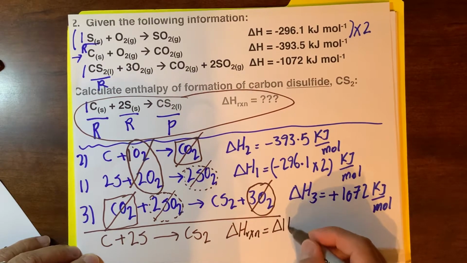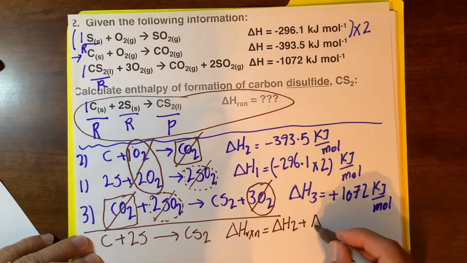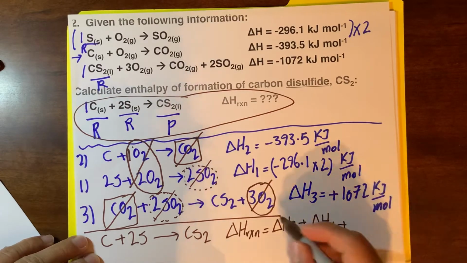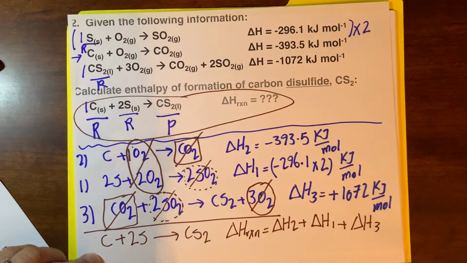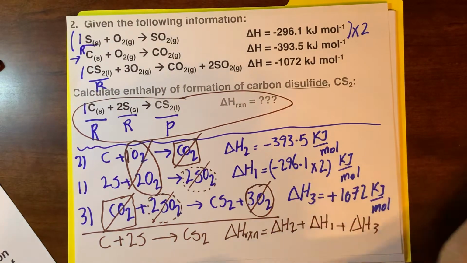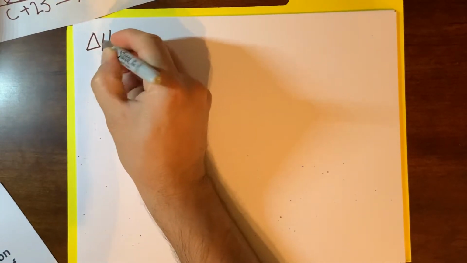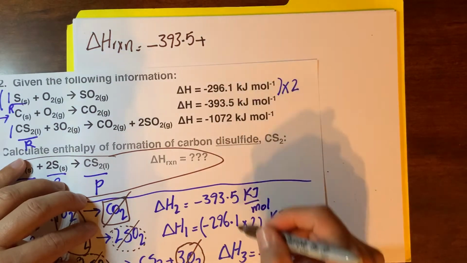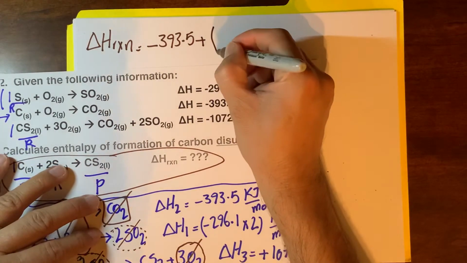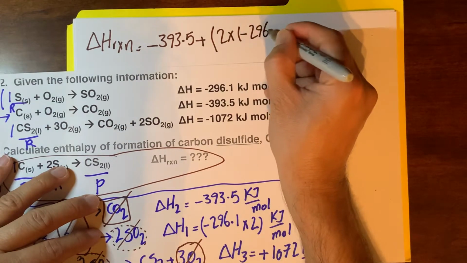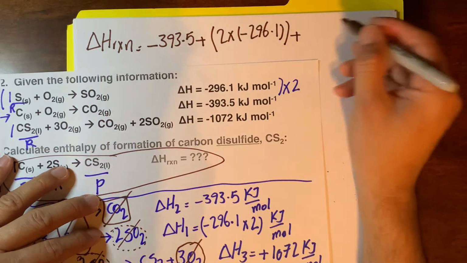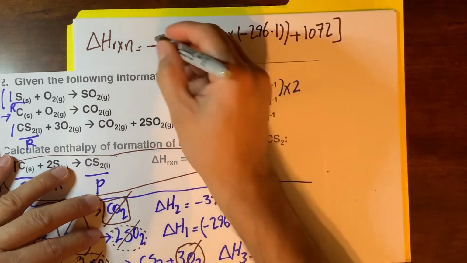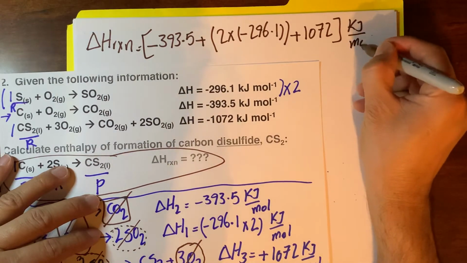How about delta H of this reaction? It will be delta H of the second reaction plus delta H of the first reaction plus delta H of the third reaction. So you apply them and you get the delta H for this reaction. Delta H of the reaction is going to be delta H of the second reaction, which now is minus 393.5, plus delta H of the first, which is 2 multiplied by minus 296.1, plus 1072. The unit for all is kilojoule per mole.